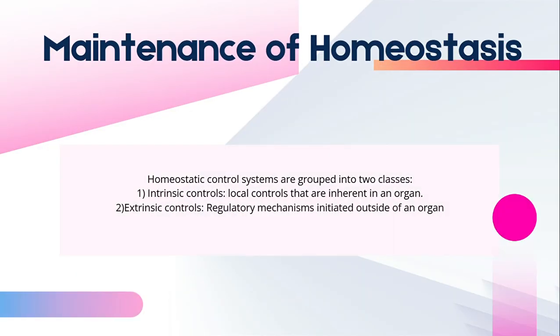Maintenance of homeostasis. Homeostatic control systems are grouped into 2 classes: intrinsic controls, which are local controls inherent in an organ, and extrinsic controls, which are regulatory mechanisms initiated outside of an organ.